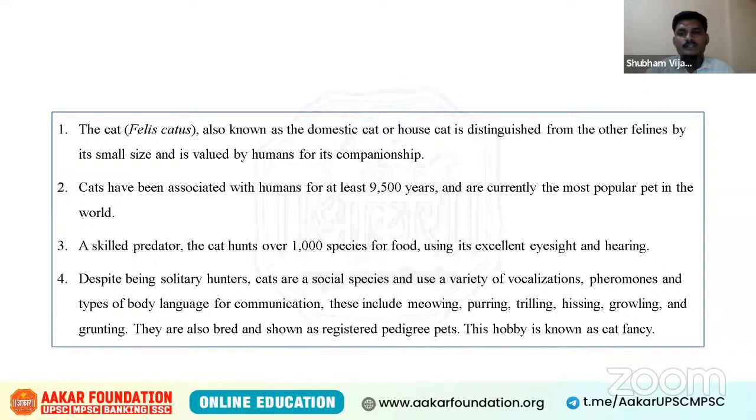So this cat is also called a domestic cat or house cat. Its scientific name is Felis catus, and it has been distinguished from other felines like the wild cats by its small size. It has been valued by humans, and it is used as a companion animal for humans.